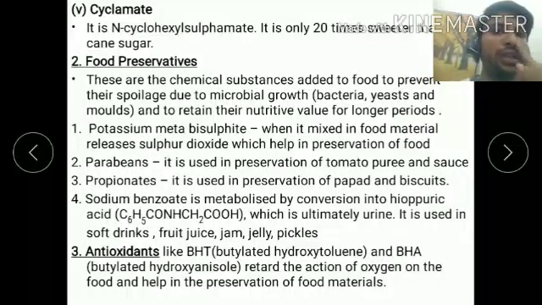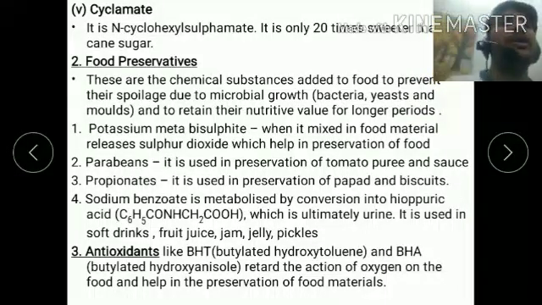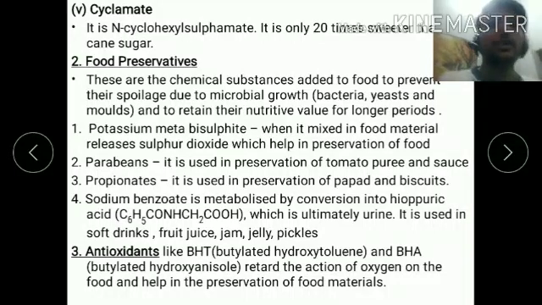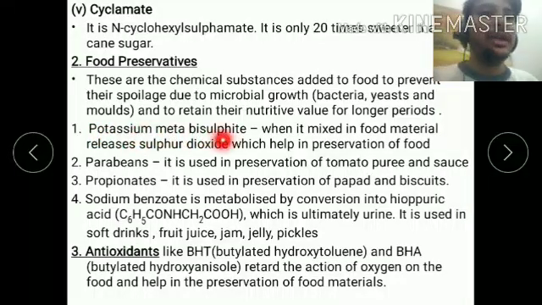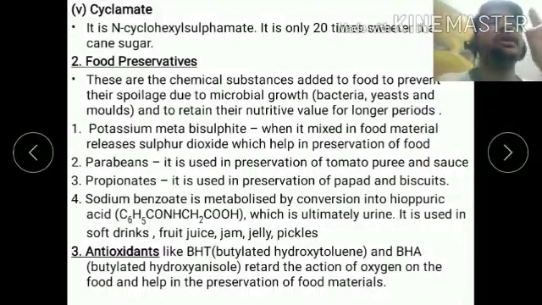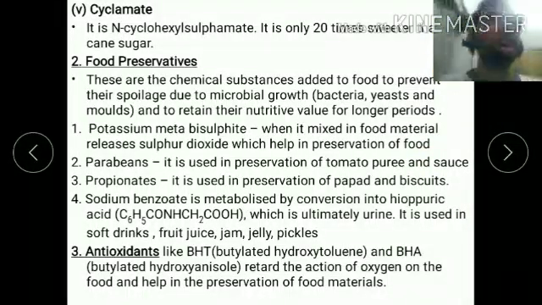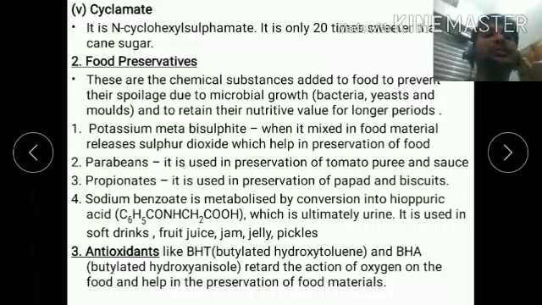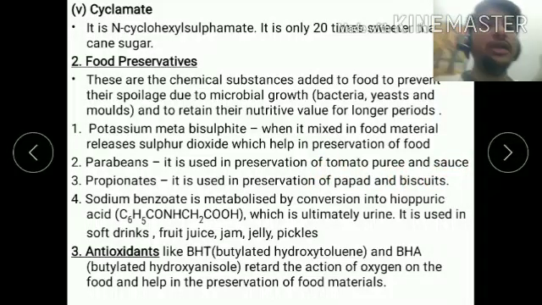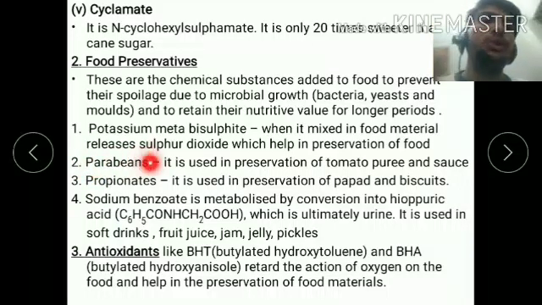Okay, the first one is potassium metabisulfite. I'm telling you some chemical compounds and where they are used. Potassium metabisulfite is mixed in the food material and releases sulfur dioxide gas, which helps in the preservation of food. Second one is parabens. Parabens is used in tomato sauce and purees.